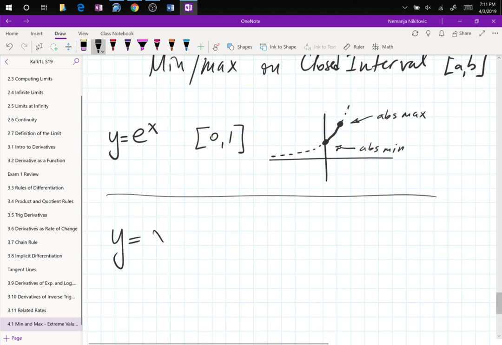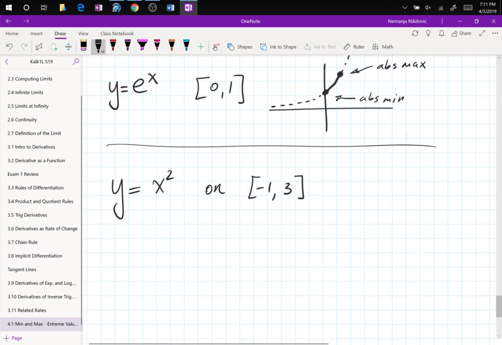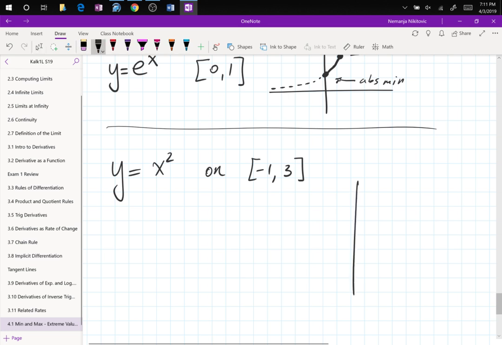Take y equals x squared on -1 to 3. Well, if you graph that, you're going to get this, like a check symbol, for correct, from -1 to +3.